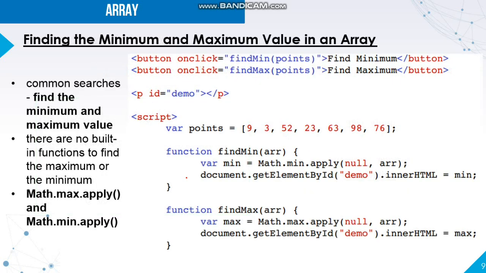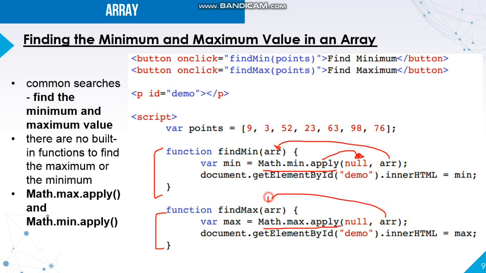Okay. Let's continue. In arrays, we can also find the minimum and maximum value in our array. So we can create these two functions, as you can see here. So we will be applying Math.min.apply for the minimum and Math.max.apply for the maximum. So on the parameter of this particular method, we have null and arr. Arr will be your local variable, as you can see here. You just need to follow this to get the minimum and maximum value.